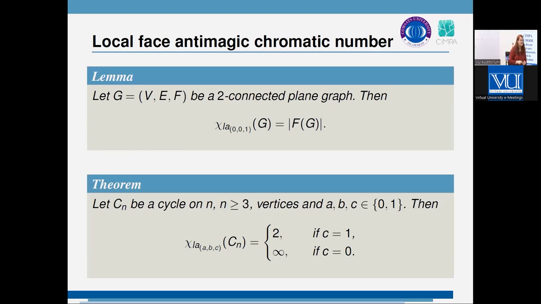Now, consider a cycle. Consider that we have a cycle on n vertices, and we ask what is the local antimagic chromatic number of the cycle for different values of parameters A, B, and C. I'm showing you the results, so let's discuss a little bit more about this. Why, for the case when C is zero, is this parameter infinite?